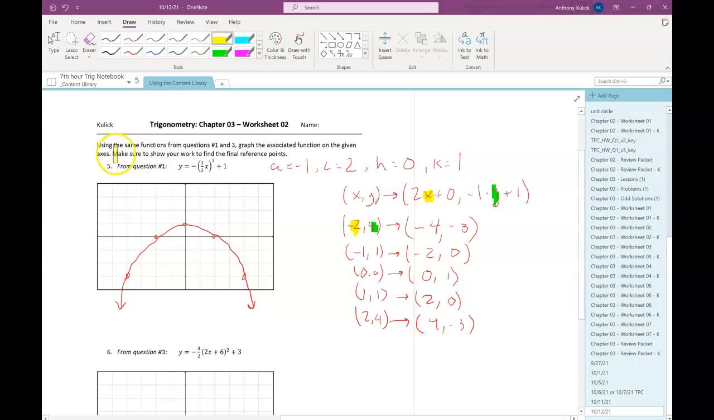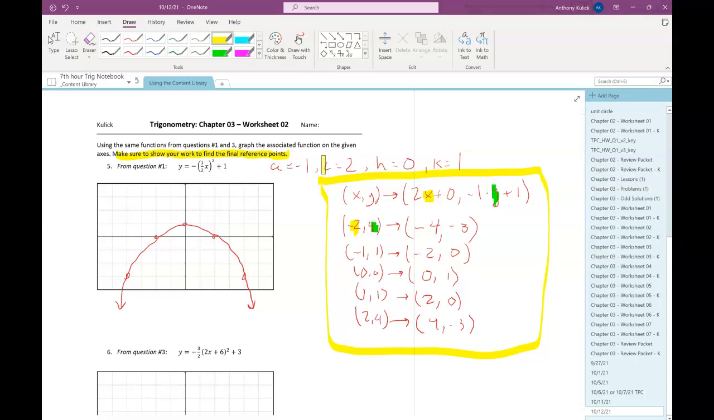So when it says make sure you show your work to find the reference points, this is what we're talking about. Yeah, it's showing the function map you used and then how you transform the key points to the new ones. So for the x and y values, are those universal? Like we use those for every single problem like this?